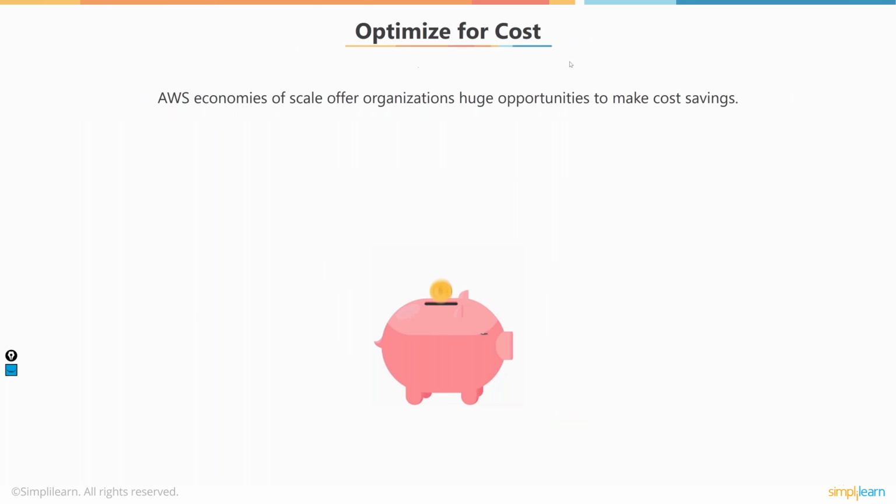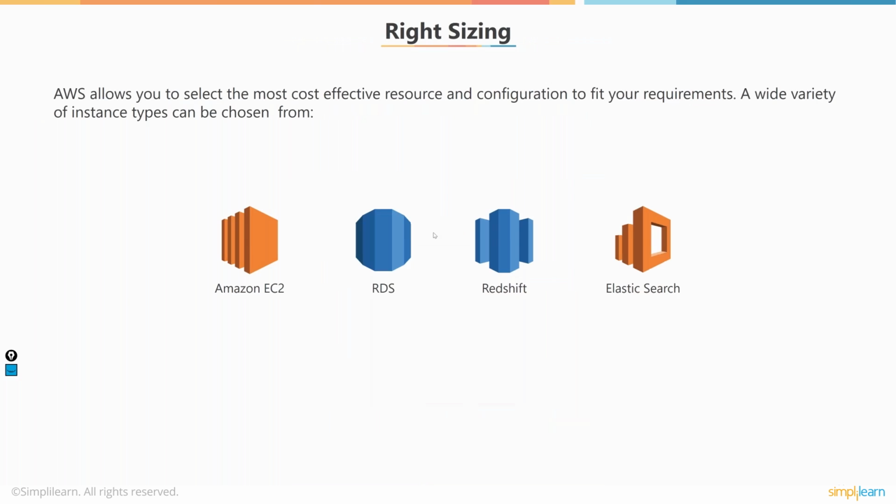Also, as always, optimize for cost. So make sure of right sizing. That allows you to choose the appropriate size of instances like EC2, RDS, Redshift, and Elasticsearch. Bear in mind, it's up to you what size you choose. If you choose too big and you pay huge amounts of money, well, that's only your fault. It's not AWS. They gave you the ability to spin up anything you want, and you have to pay for it.